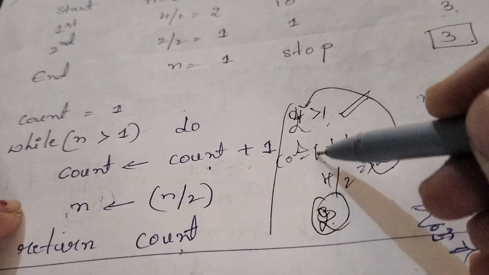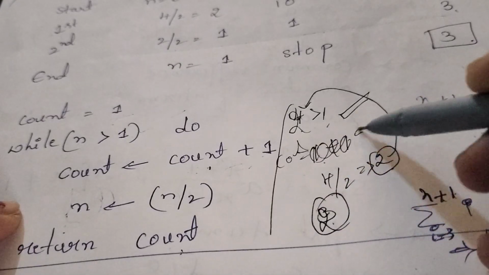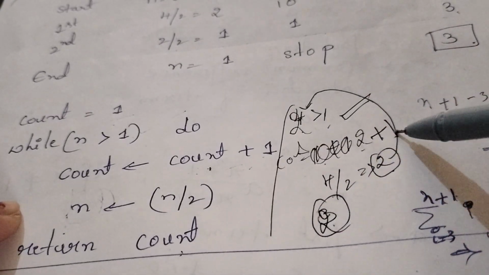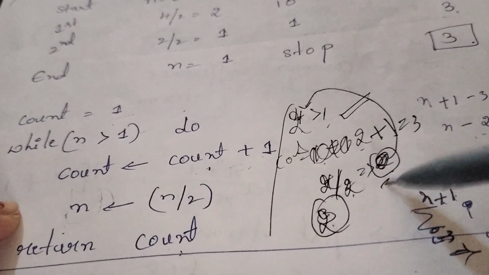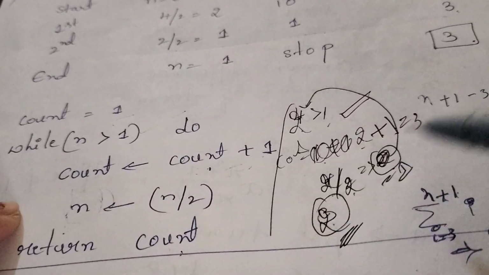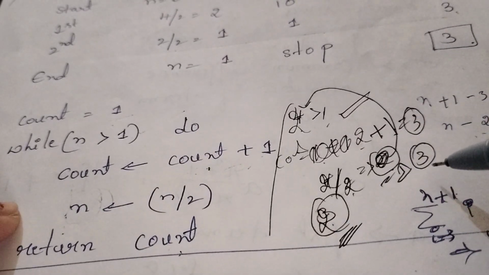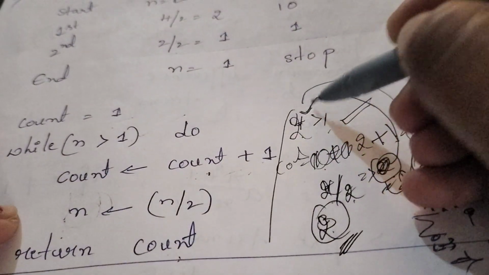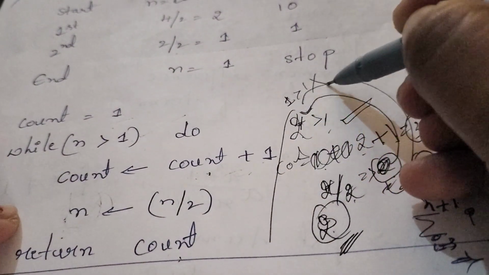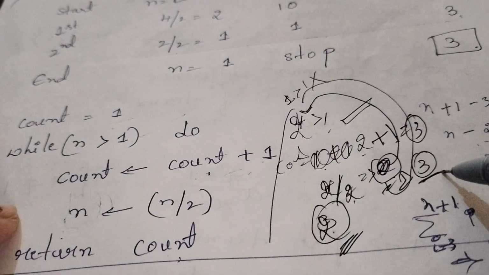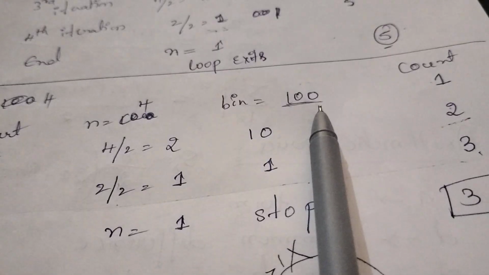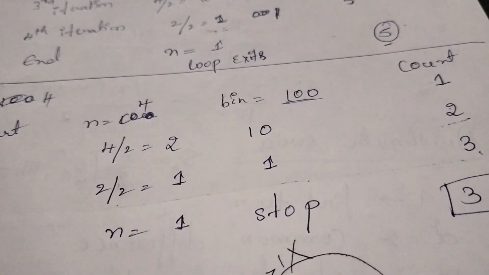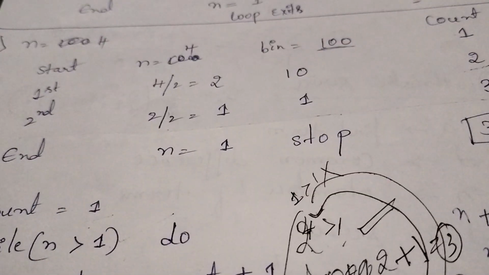Update the value of count. In the previous step the count value was 2; if you update, 2 plus 1 is 3. Now if we perform 2 divided by 2, the answer is 1. So now return the value of count. The count value is 3, and the n value is again updated to 1. Is 1 greater than 1? The condition is evaluated to false. What is the final count value we got? 3. Now what is the binary value of 4? It is 100. So in total we have 3 digits. So that is this problem.